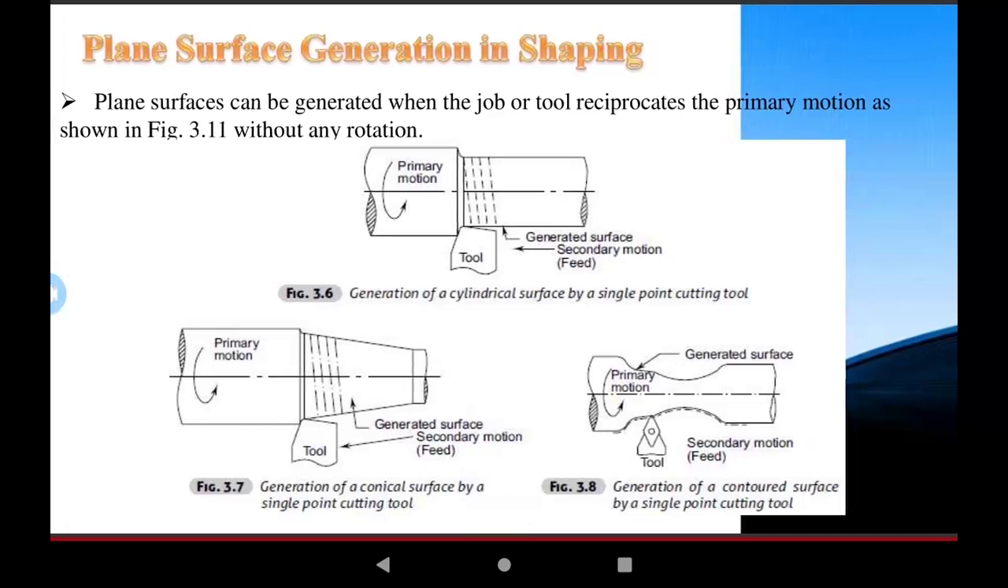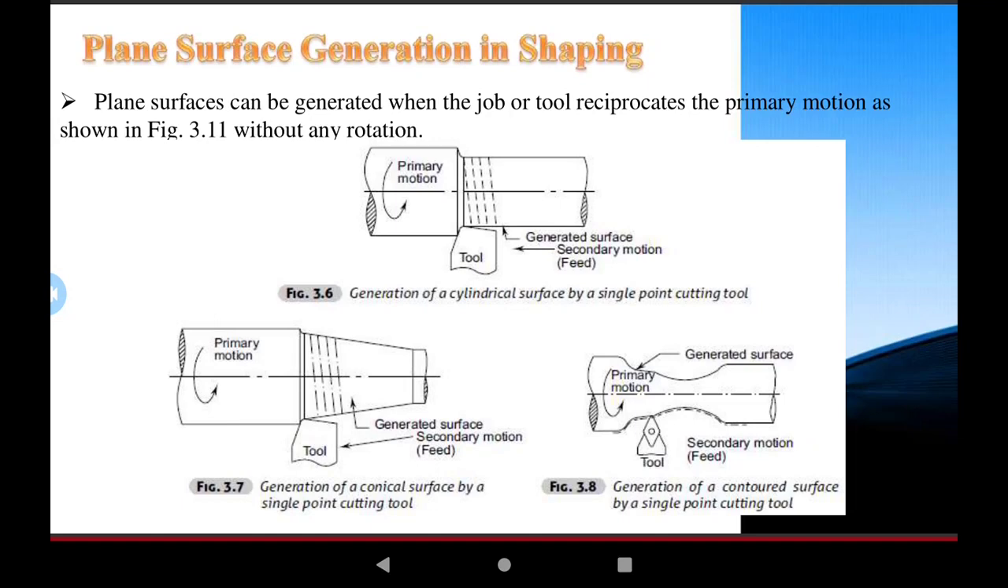Plane surface generating in shaping. The shaping machine is used in manufacturing operations, where raw material is finished into a finished product. The surface of the product is very smooth, and the design purpose is achieved. Product quality is a very important function, and the product must be manufactured at the right time and with the right quality. Using shaping machines, the plane surface can be generated.